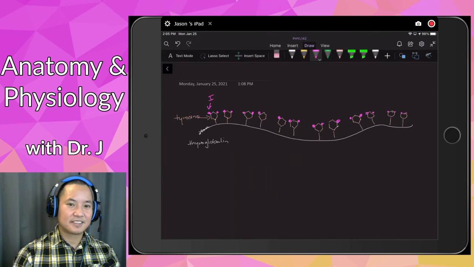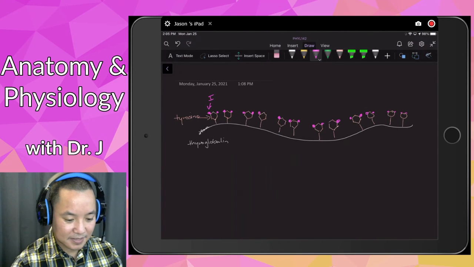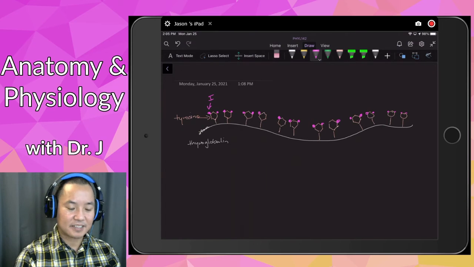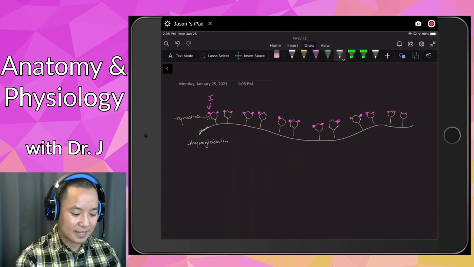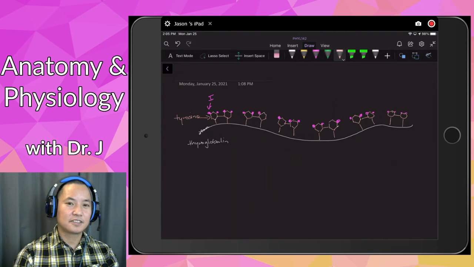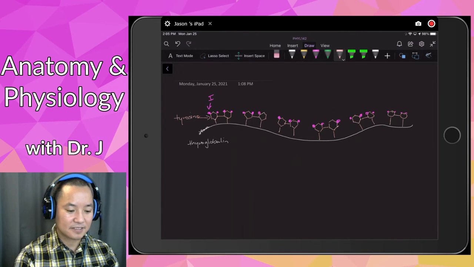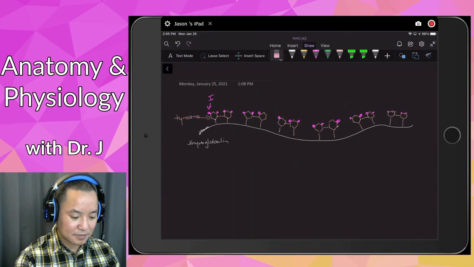Now what happens is that through the same enzyme that adds the iodine atoms, and you don't have to know the enzyme for this class, maybe if you take biochemistry, you may have to know this, it's going to join these two together. So it's going to join all these pairs of iodinated tyrosines. So it's actually going to break some of those bonds and create some of those bonds.